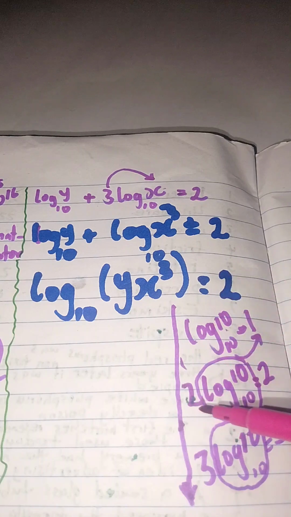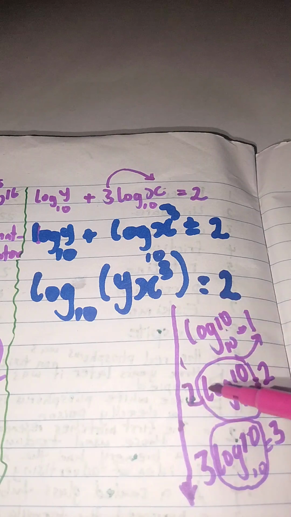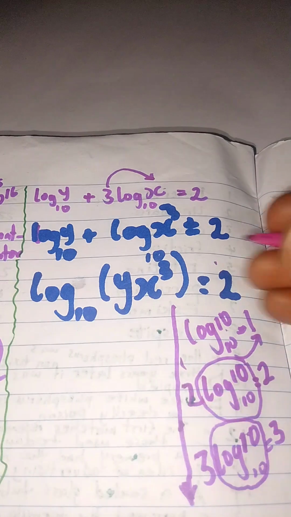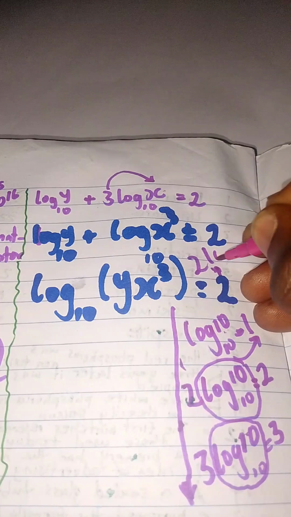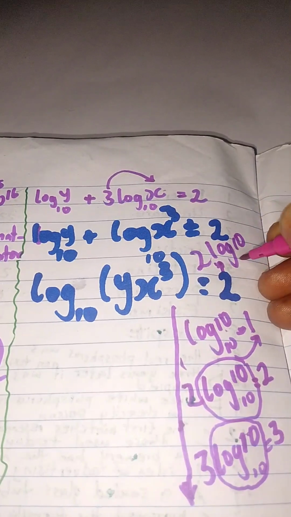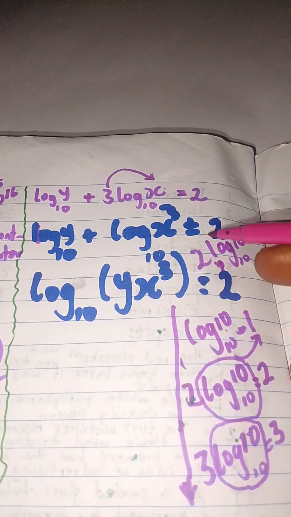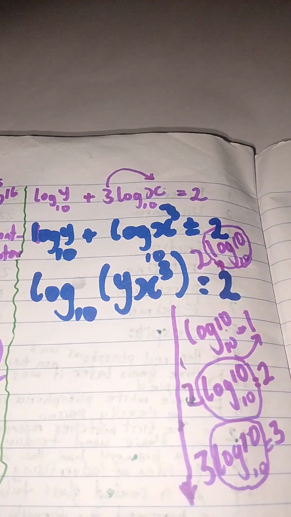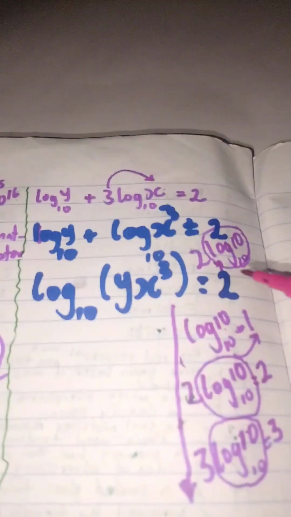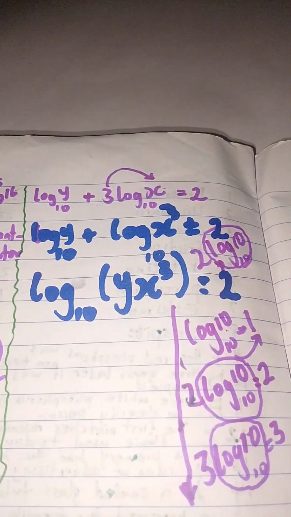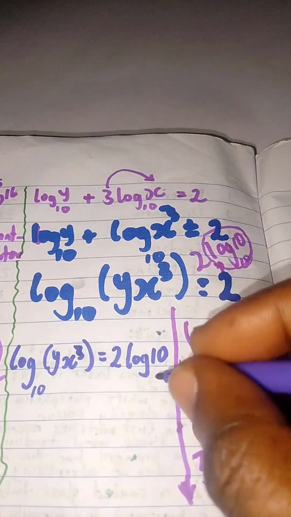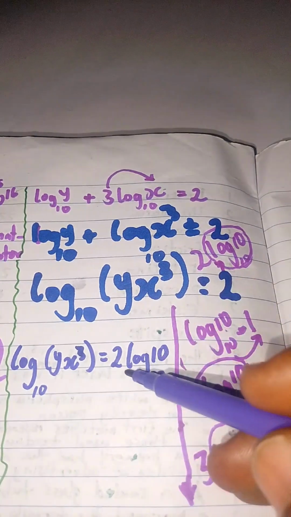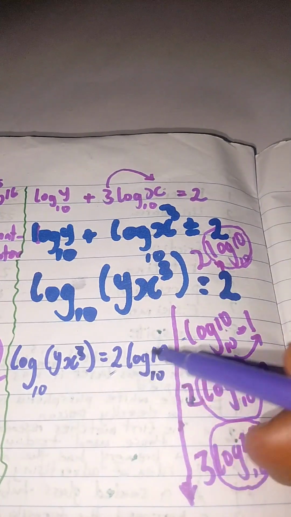That means that you can rewrite this 2 as log 10 to base 10 times 2. That means 2 log 10 to base 10. So this is the same thing as this because this at the end of the day is 1. So we'll write this equation. So instead of putting 2 here, we'll put this. So base 10 here. So considering the power rule, this can also be written as log 10 to base 10 raised to the power of 2.